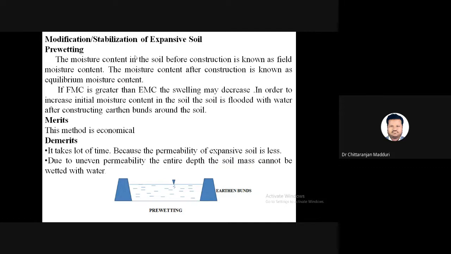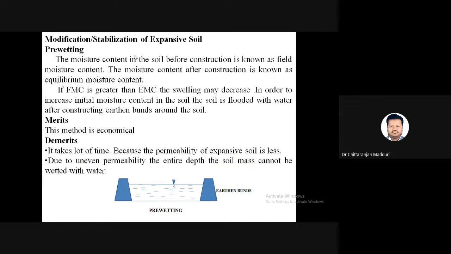The merits of this method are that it is very economical. Skilled supervision is not required, and costly equipment is also not required. It is a very simple method. Just earthen bunds are constructed around the site, then it is filled with water.